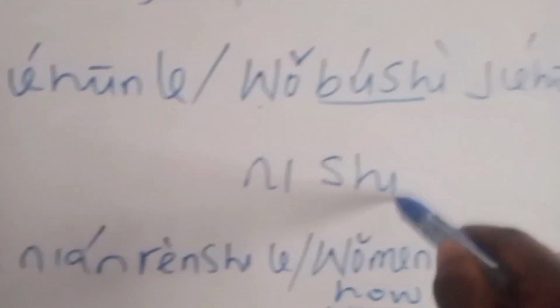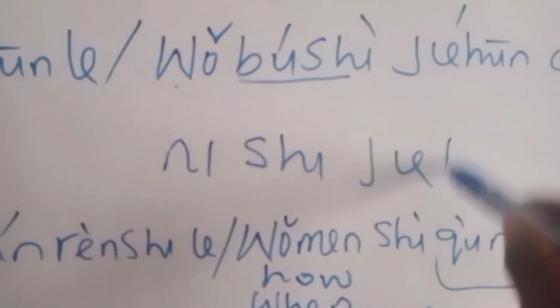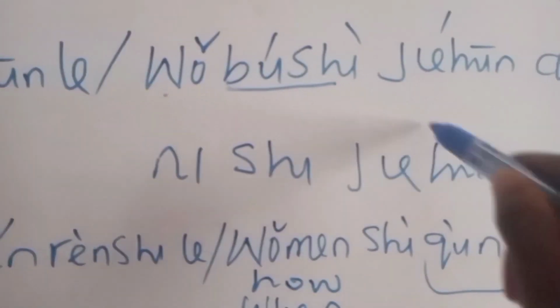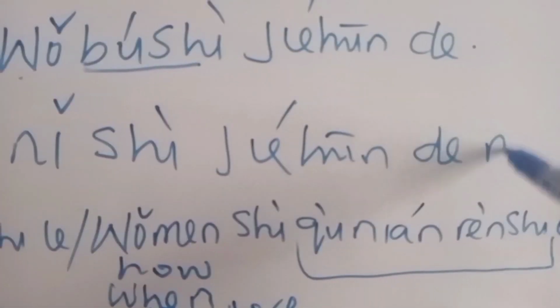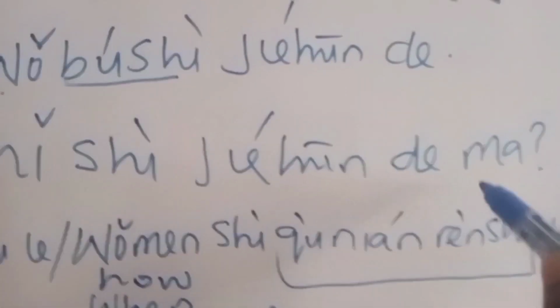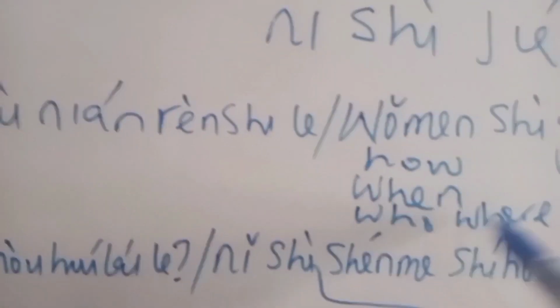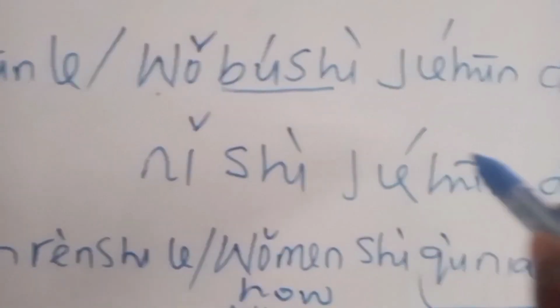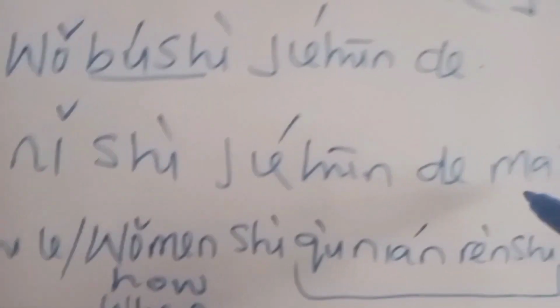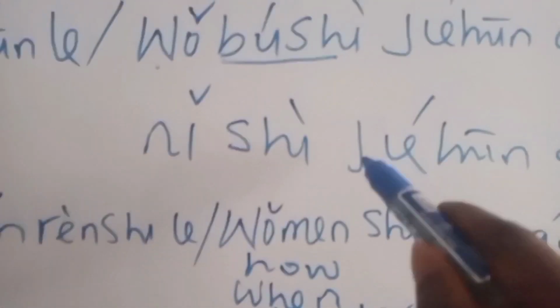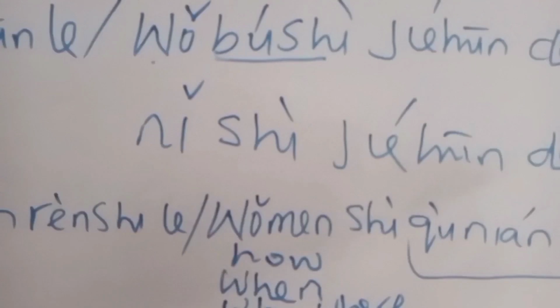Now, if it is something like this, 你是结婚的吗? You see that I put ma here. Ma is here because there is no question word, no how, when, who, where inside this sentence. So we add ma to show it is a question. 你是结婚的吗? Are you married? This question is positive.